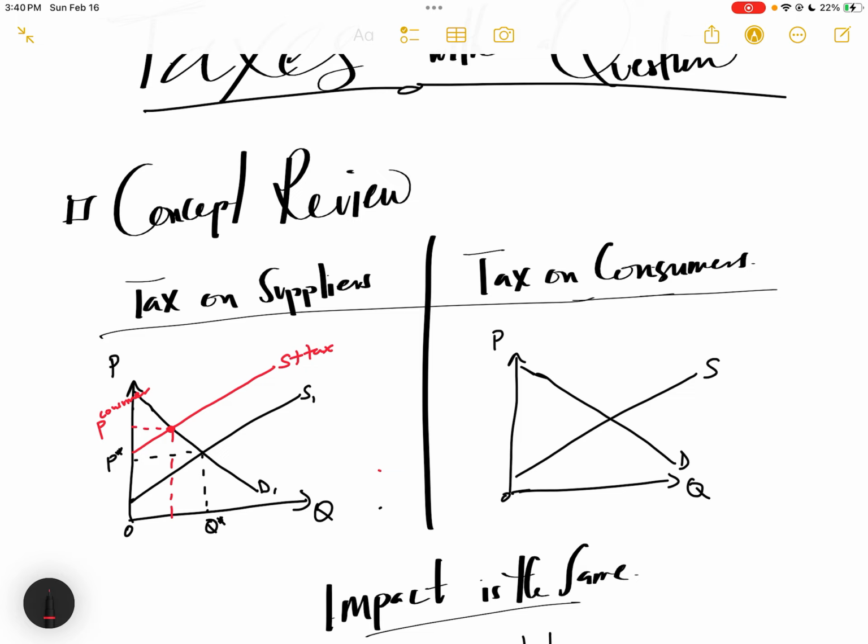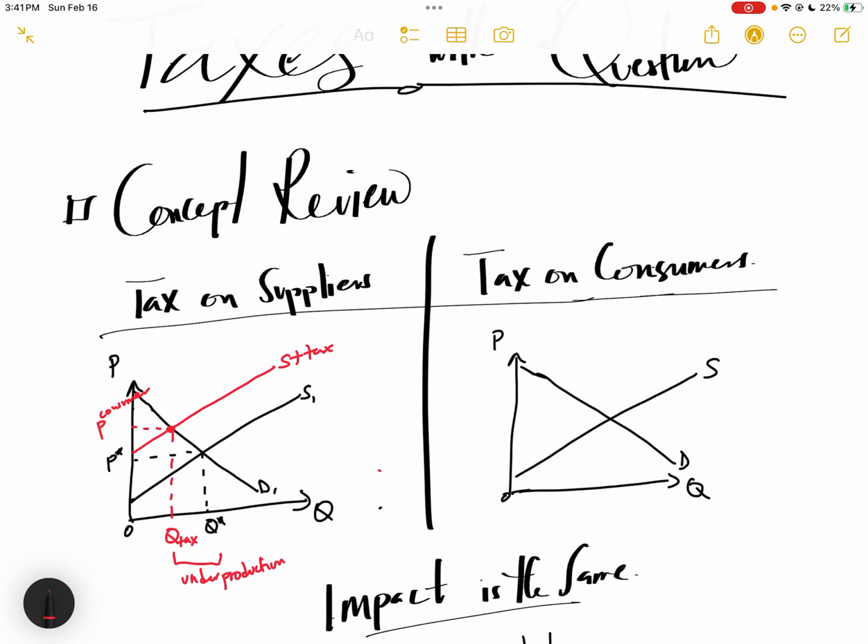Okay, now what about the quantity that will be demanded and supplied now? Well, that quantity here, let's call it Q tax. So that's the quantity that will now be supplied and consumed. You can see there's a difference between the Q tax and the Q star. We call that the underproduction, right? Due to the tax, much less has been produced and consumed than the scenario without the tax.